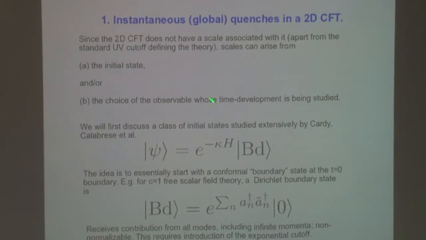So various scales, which govern the approach to thermalization and so on, where can they come from? They can come from the preparation of the initial state, which might have some scale associated with it, and of course, the choice of the observable whose time development is being studied. That can also have a scale in it. A class of states which has been extensively studied by Cardy and Calabrese et al. is this kind of state.